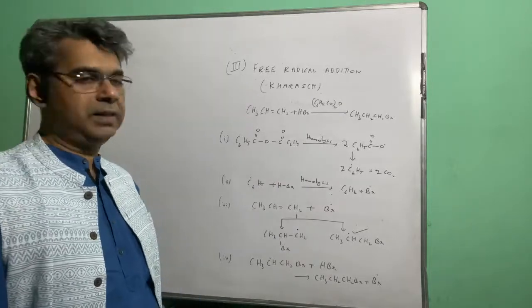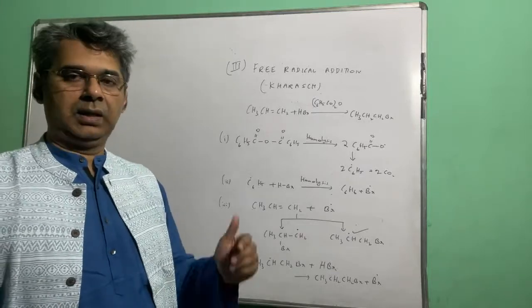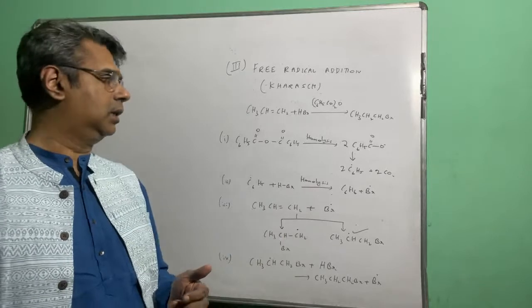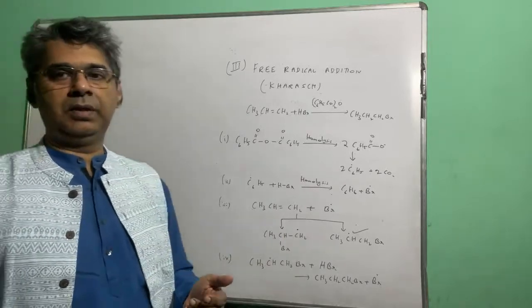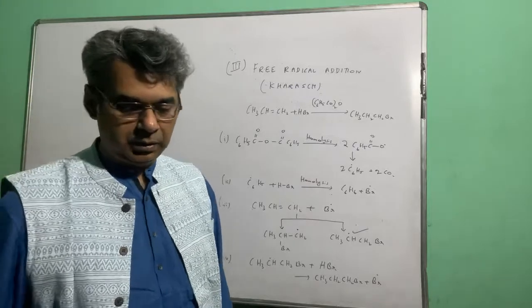It is called anti-Markovnikov, but it is free radical. The other one, Markovnikov, was electrophilic addition. This one is free radical addition, right? But it is called anti-Markovnikov because the result is the exact opposite of what you expect in Markovnikov.